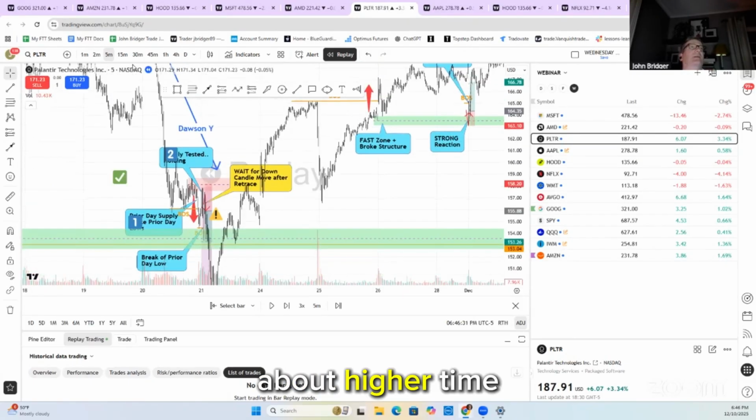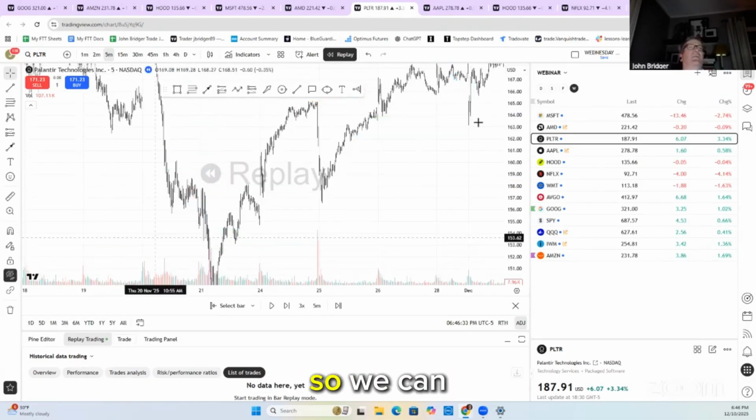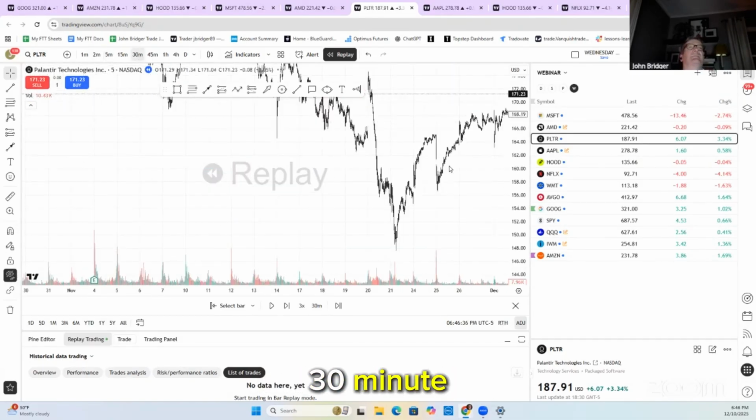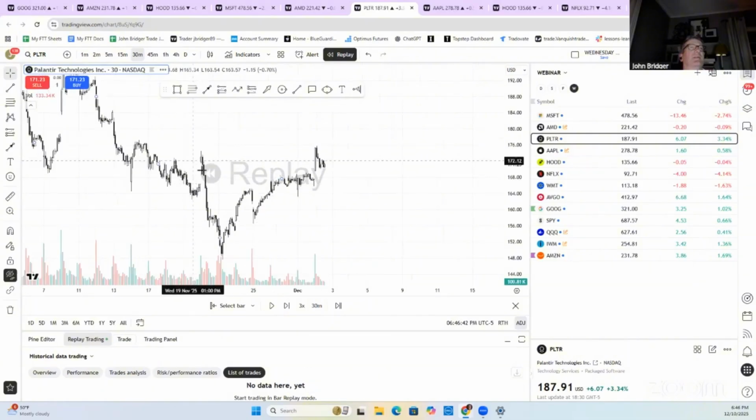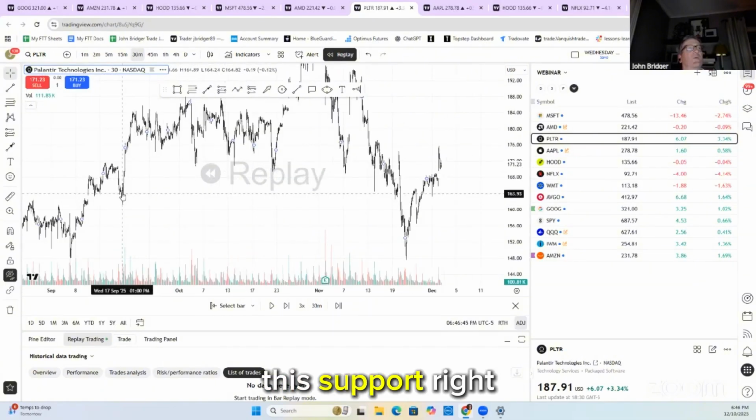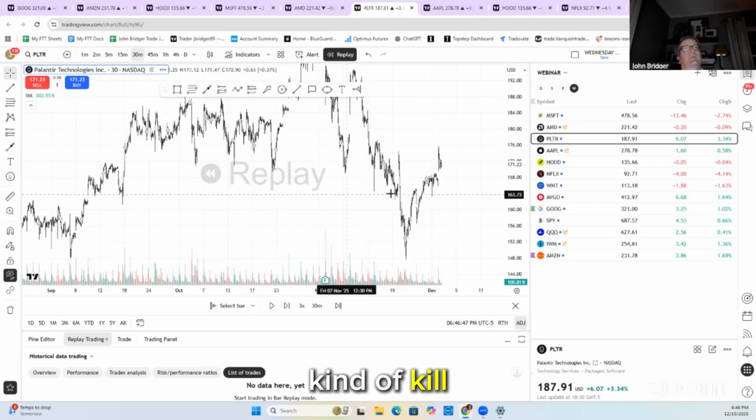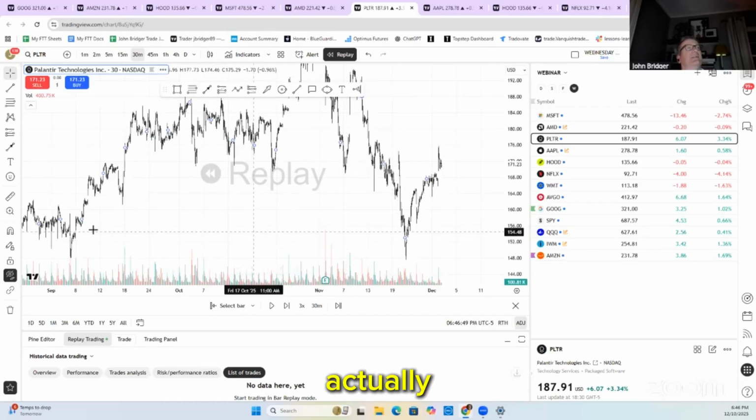Let's talk about higher time frames here. I'm going to turn this off so we can see what's going on. I'm going to go 30-minute. So at this point, we took out this support. This is the kilo support that got taken out. Actually, I'm sorry, it was down here. This support got taken out.